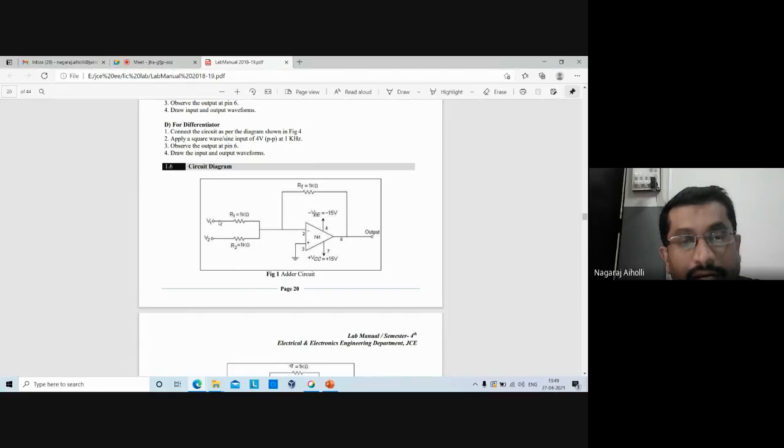Adder means it will add the two input voltages that are applied to the circuit. So here we are applying the input voltage V1 and one more input voltage V2. The output voltage is minus RF divided by R1 into V1 plus minus RF by R2 into V2. That means the output voltage is a sum of the two input voltages that are applied, and hence the circuit is called the adder circuit.